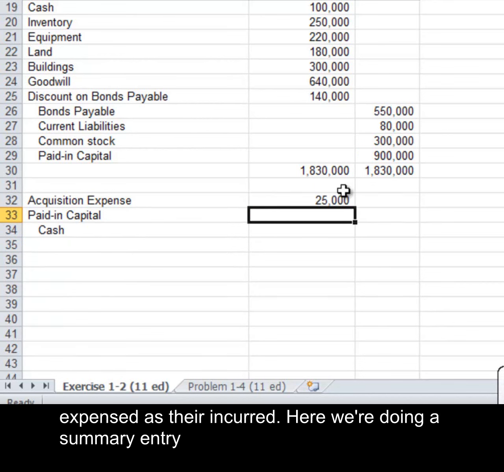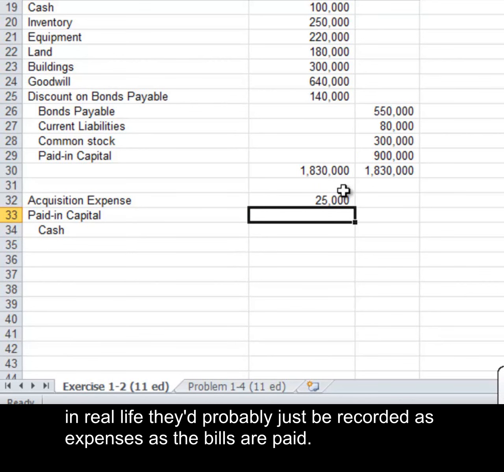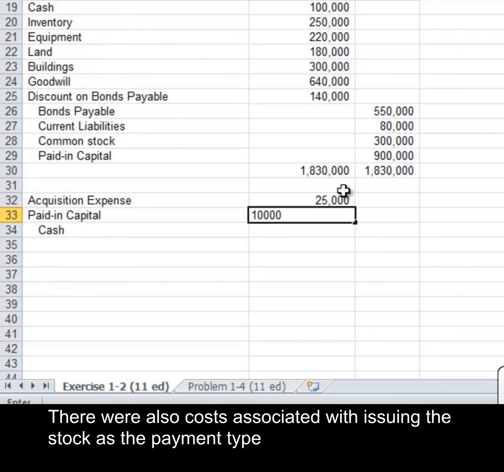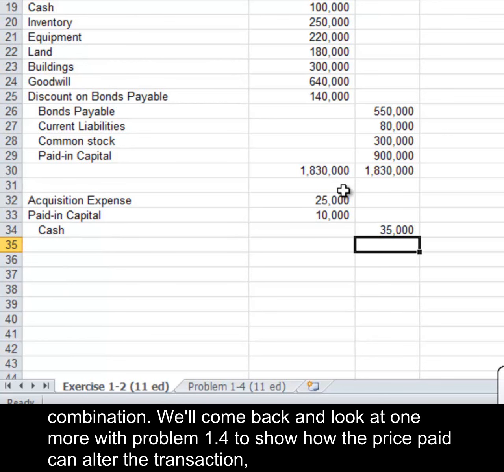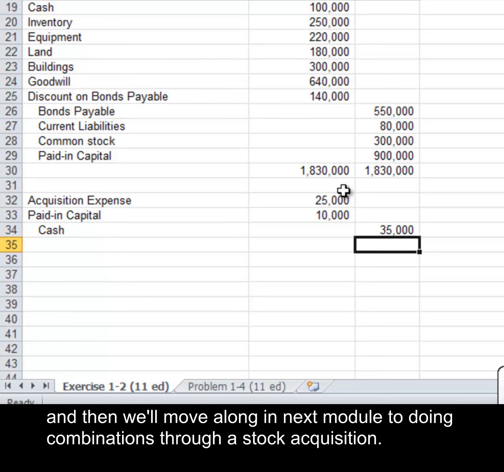Here we're doing a summary entry. In real life, they'd probably just be recorded as expenses as the bills are paid. There were also costs associated with issuing the stock as the payment type, and those costs are an offset to paid in capital, and that's the additional entry here. So that's our first example of doing an asset combination. We'll come back and look at one more with problem 1.4 to show how the price paid can alter the transaction, and then we'll move along in the next module to doing combinations through a stock acquisition.